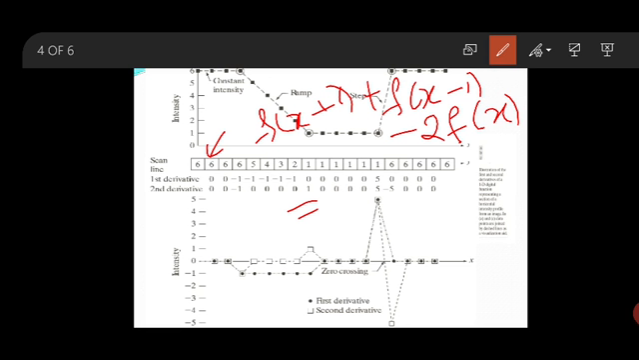Now, what is the value of f of x here? For the current pixel it is minus 2 into 6, because of f of x. What is the value of f of x plus 1? 6. And f of x minus 1 is again a 6. So you get 6 plus 6, which is 12, and 12 minus 12, you will get a 0.